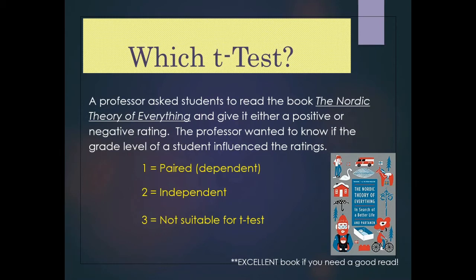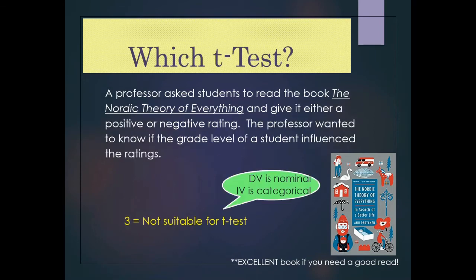But let's see how the t-test turned out. Let me go forward. So it's actually not suitable for a t-test. We have a few problems with this one. The dependent variable, which was the positive or negative rating, is actually nominal. So that is not great. And the independent variable, although it is categorical, it has more than 2 levels. That's the grade level. And so we've got typically 4, maybe 5 if we're adding 5th years. That's also not appropriate for a t-test. So this is not at all good for a t-test.